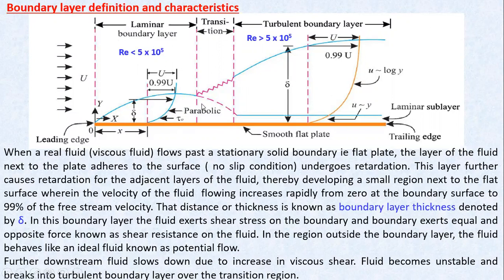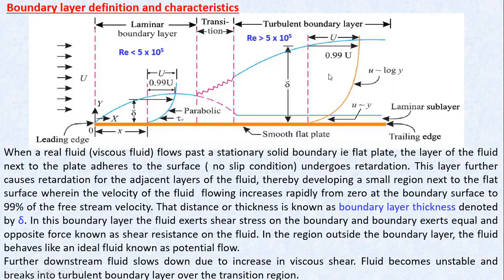Further downstream, as the fluid moves over the plate surface, small disturbances make the fluid unstable and break it into a turbulent boundary layer beyond the transition region. If the Reynolds number is less than 5 × 10^5, the layer is known as a laminar boundary layer, and if it is beyond 5 × 10^5, it will be turbulent.